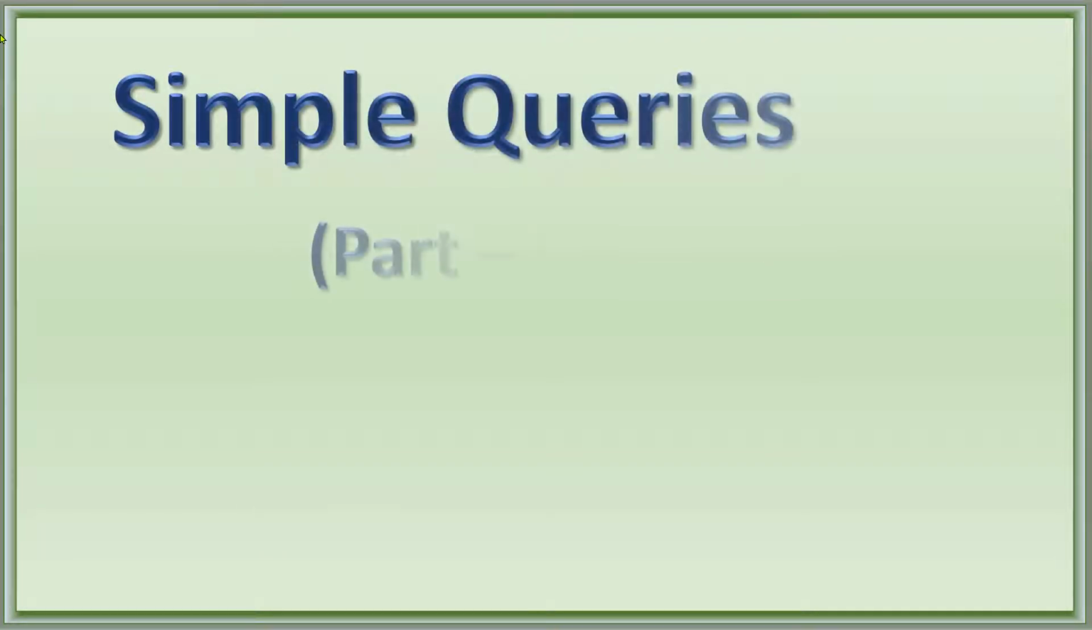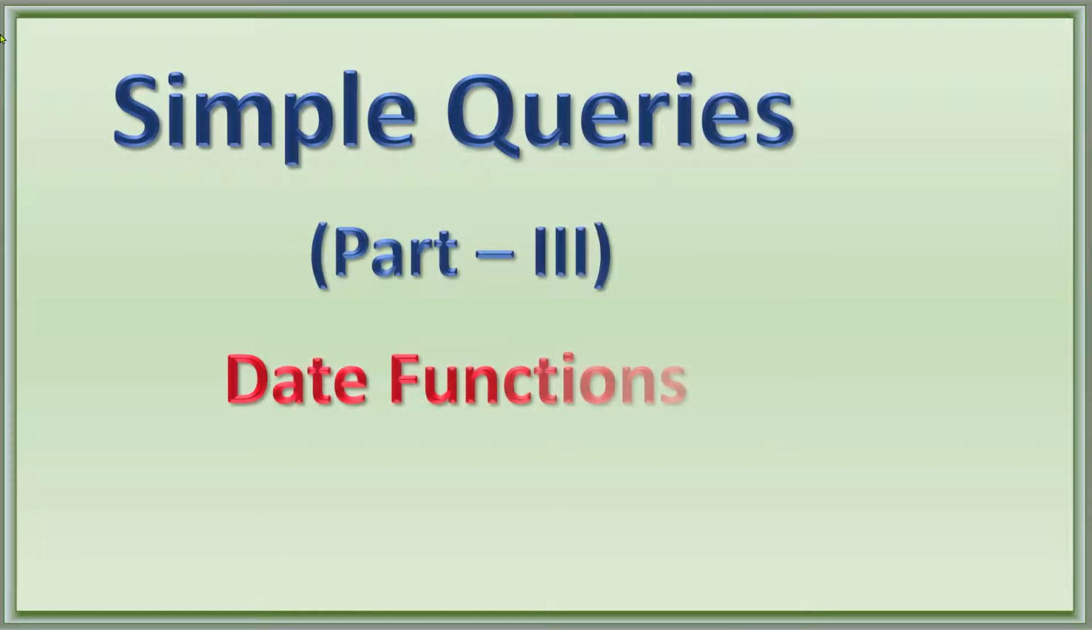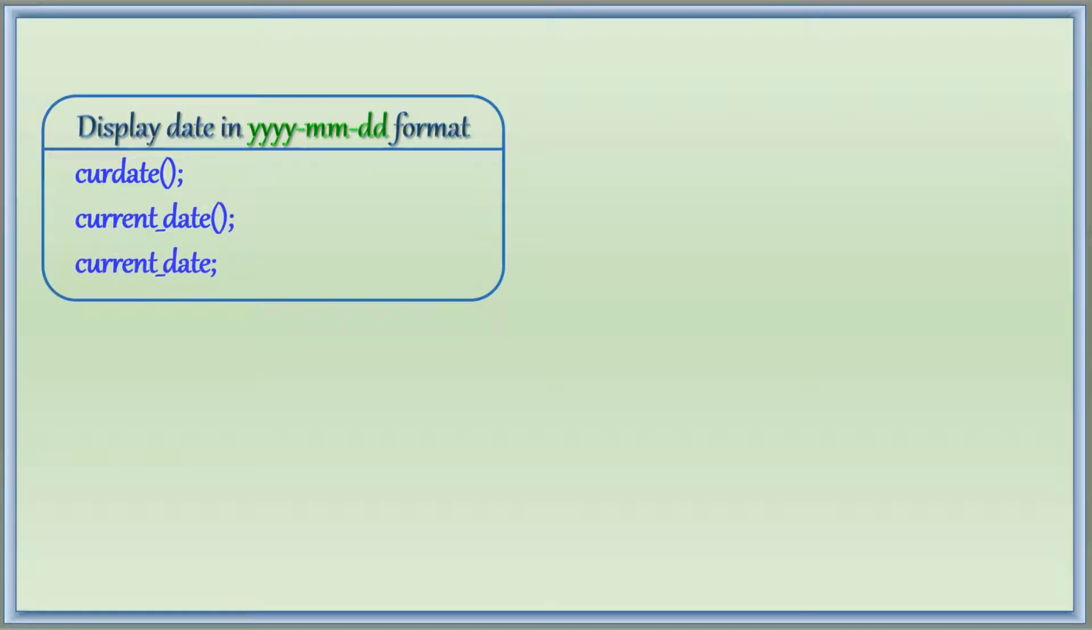Hello everyone, welcome back. In this class we are going to learn date functions of MySQL. To get the date from the system, we have three functions: curdate(), current_date(), and current_date. All these three will give the date in the form YYYY, MM and DD.